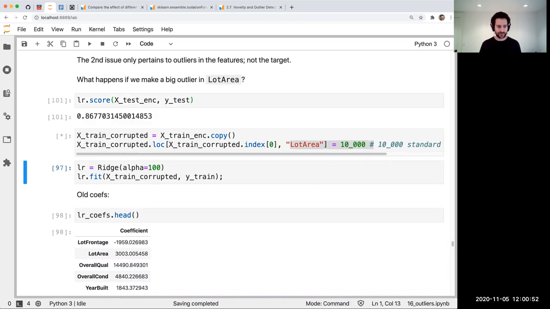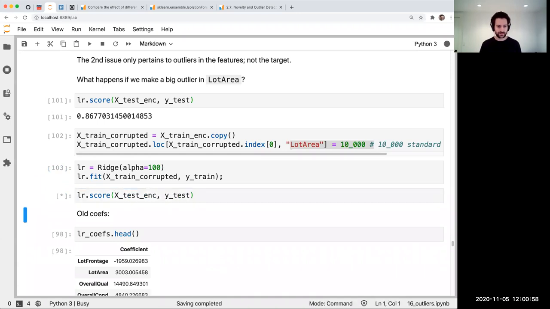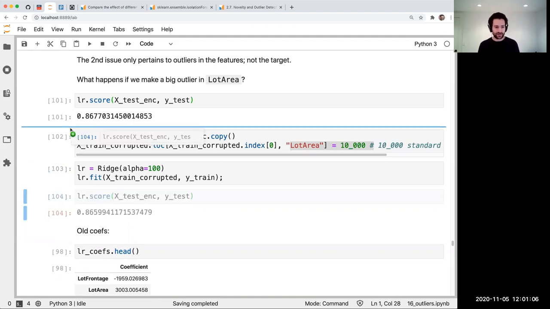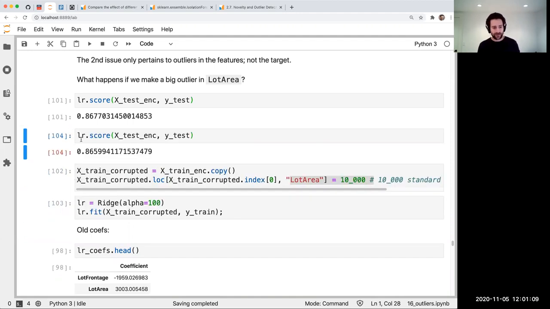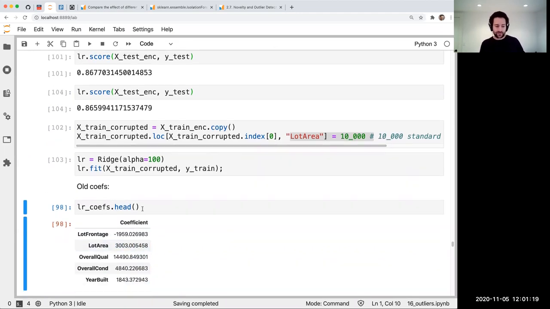The old test error is 86. I see. So the test error only went down a little bit. That is interesting. So what happened here was, I guess having the lot area be taken into account was nice, but if you kind of more or less ignored it, it didn't kill your model that bad.